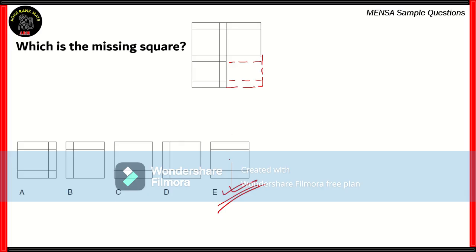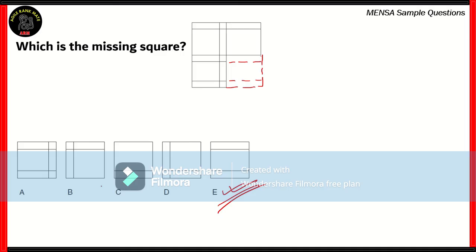The reason being that if you place square E there, then you can see that all horizontal lines are connected from end to end. So therefore, that would correctly fit in with the pattern seen in the rest of the figure. So the missing square turns out to be square number E.